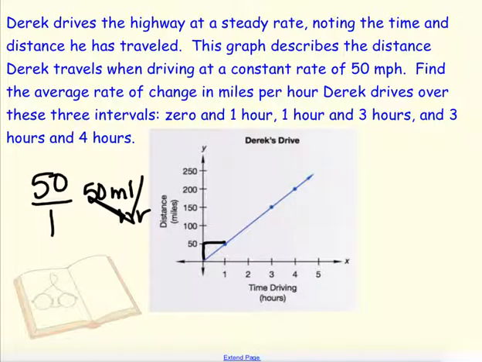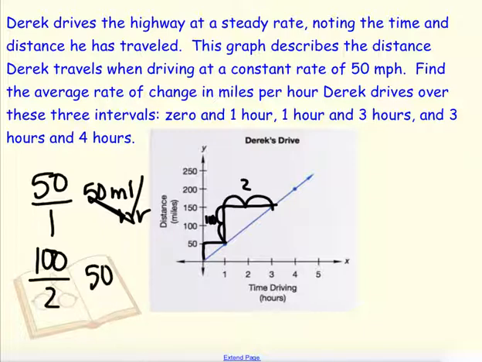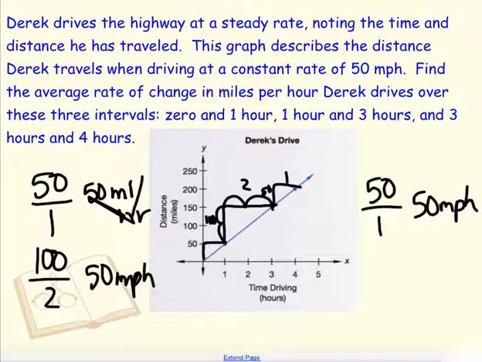And then it asks us from 1 to 3. So it looks like I'm rising, let's see, 50, 100 over, from 1 to 2, 2 to 3, that's 2. So I have 100 over 2, also 50 miles per hour. And lastly, from 3 to 4, up 1 over 1, so 50 over 1. So I get rise of 50 over 1, so 50 miles per hour, which is good because we are told his constant rate, and so it is good that this comes out as his constant rate.